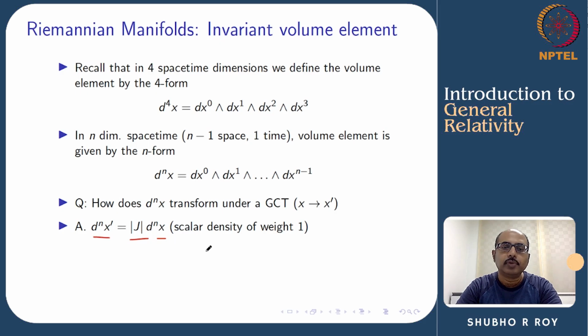So in particular, this is a scalar density of weight 1. It's a scalar density because if we didn't have this factor of the Jacobian determinant, this would be a scalar, because d^n x prime would be equal to d^n x. But that is spoiled due to the presence of this Jacobian determinant, and only power 1 appears. That's why it's weight 1. Okay, we will explain that momentarily.